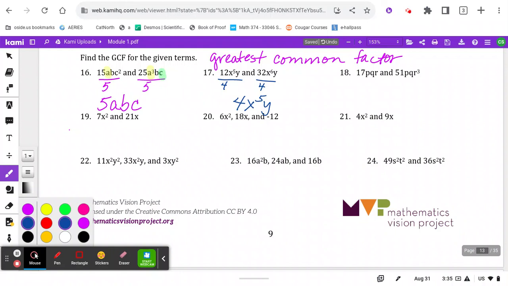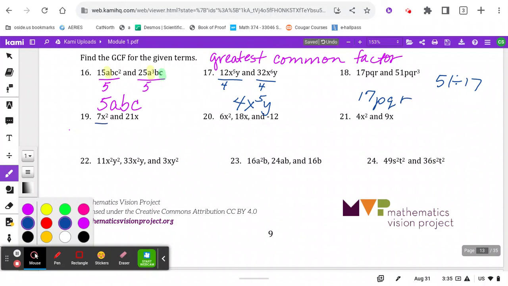All right, 17 does go into 51, this next one. Didn't believe me? Try it on your calculator. Oh, look, it works. So 17, there's a p in common, there's one q in common, and there's one r in common. There's my greatest common factor.